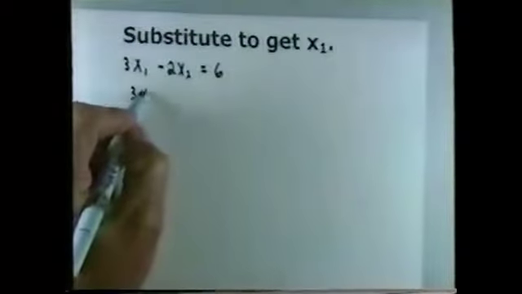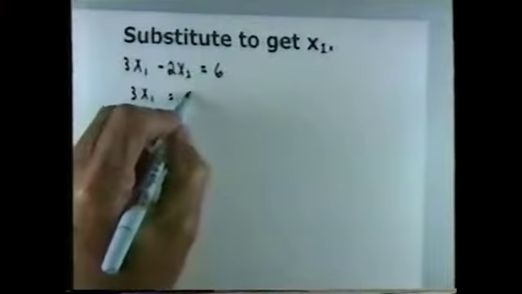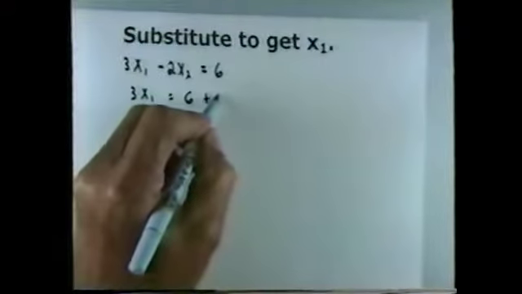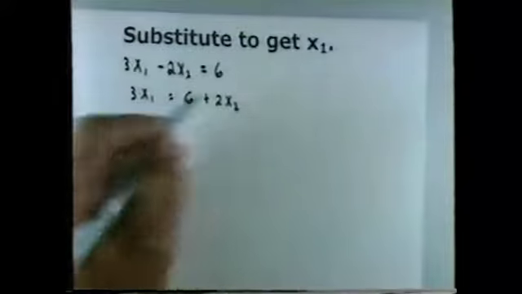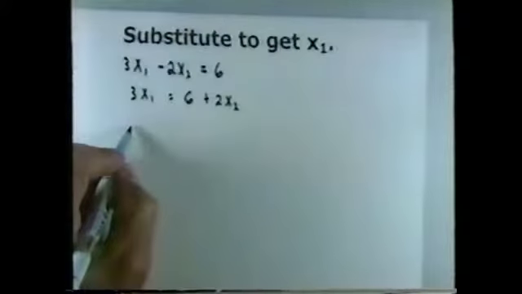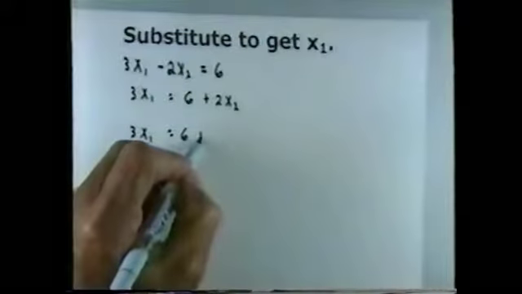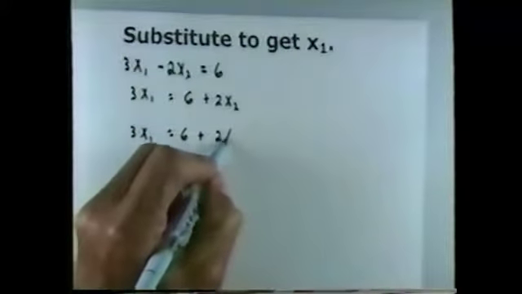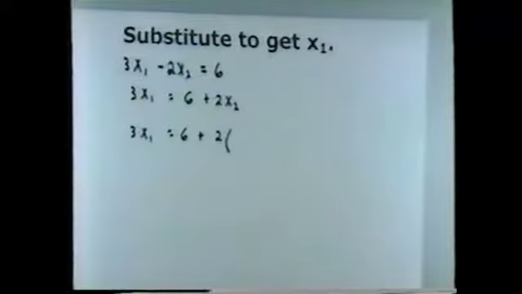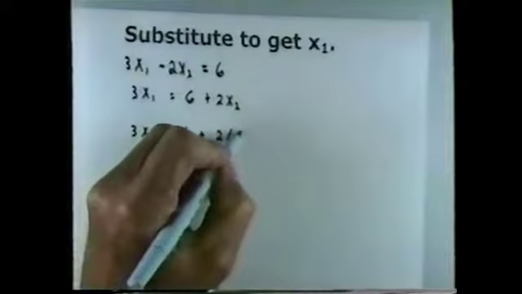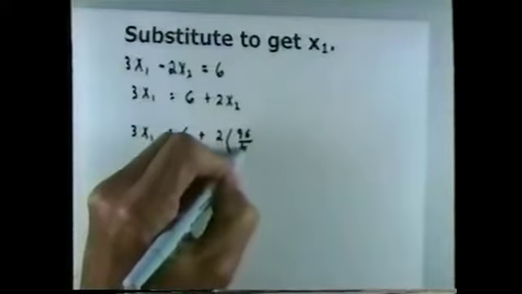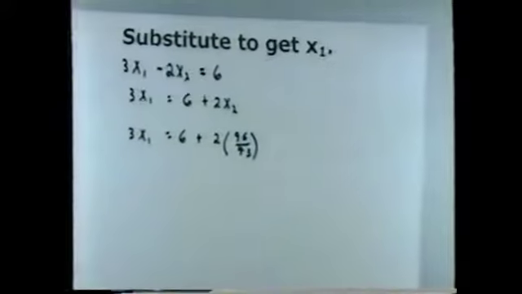This gives me that 3x1 is equal to 6 plus 2x2. I get 3x1 is equal to 6 plus 2 times 96 43rds.